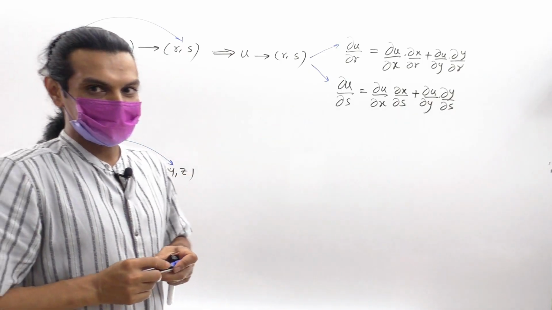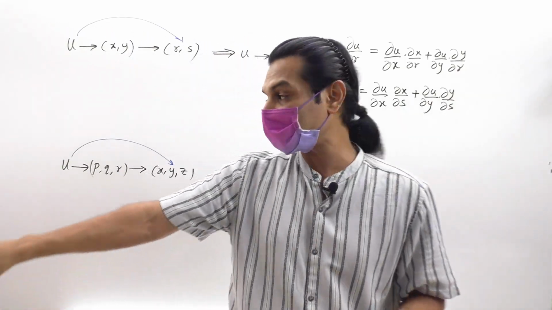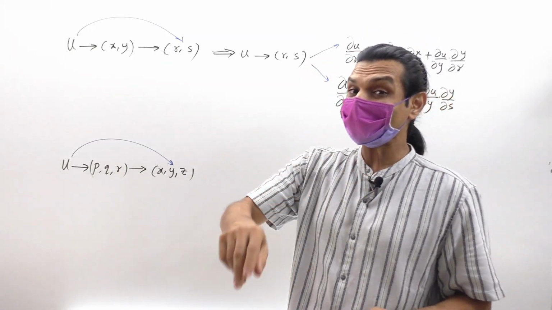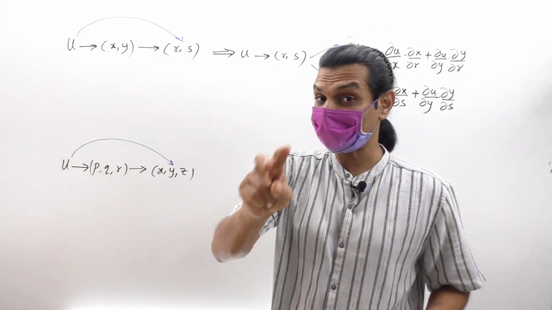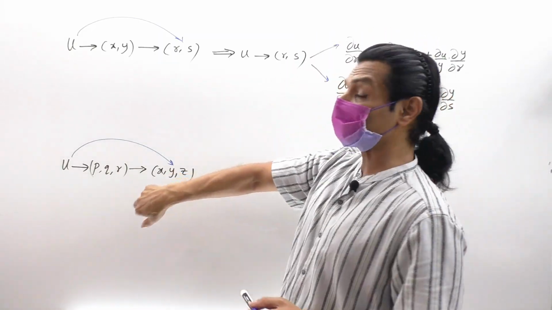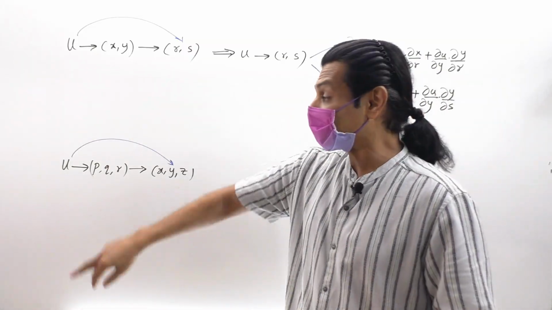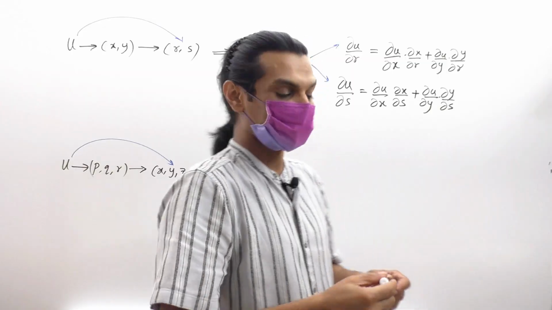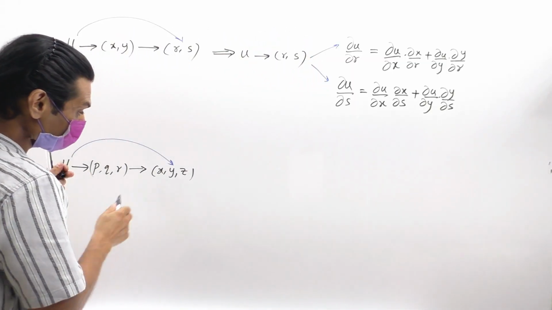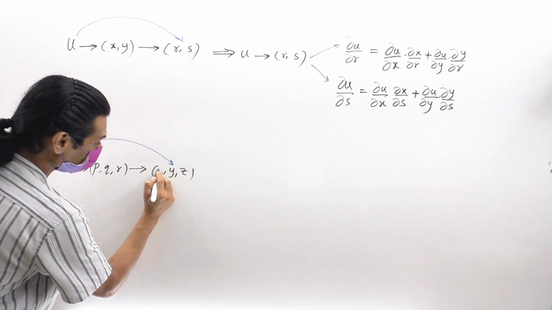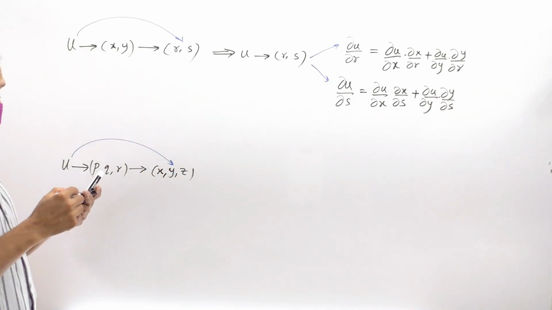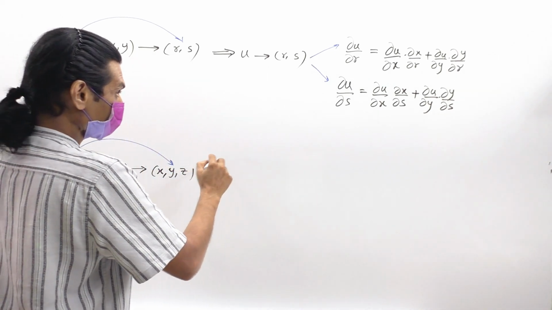So, again a simple way: u has 3 wives p, q, r. P, q, r has 3 children x, y, z. Then u is the father of x, y, z. So, u has 3 children now. One is x, other is y, and other is z. So, you can write here 3 derivatives.